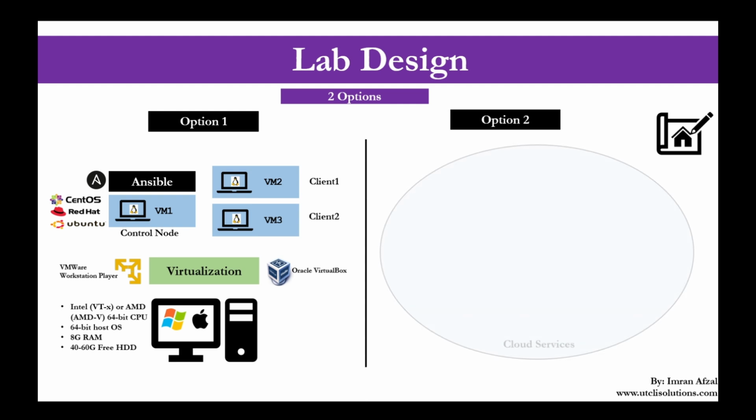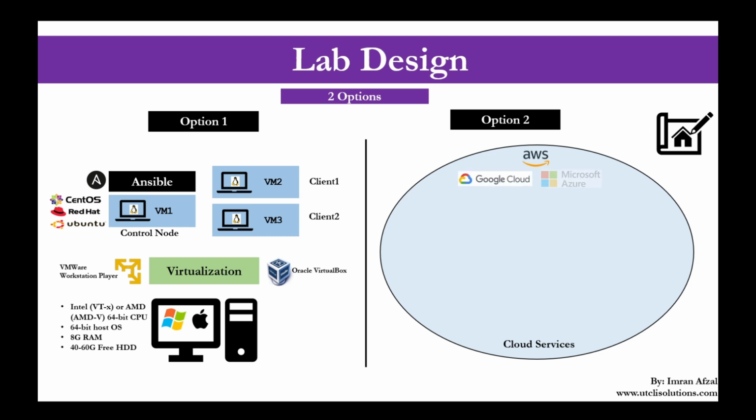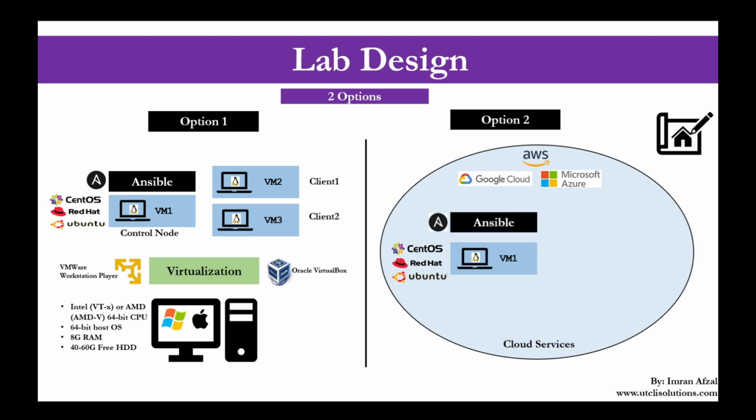What's the second option? The second option is if you do not have the required resources or a computer or a desktop in your home, then you could actually utilize one of those cloud services such as AWS, Google Cloud, Microsoft Azure. Create an account, and most of these cloud services give you a free account and free access to create virtual machines. In this option, you will create a VM1 and then you will install Linux operating system on it. Again, it could be either CentOS, Red Hat, or Ubuntu. Then we will install Ansible on it, and that becomes our control node. Then we'll create VM2 as our remote client, on which we will execute our commands through the control node.